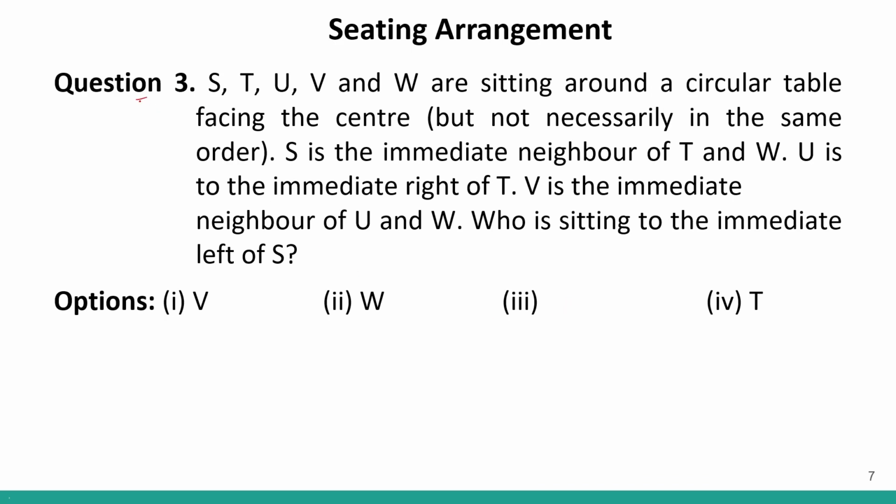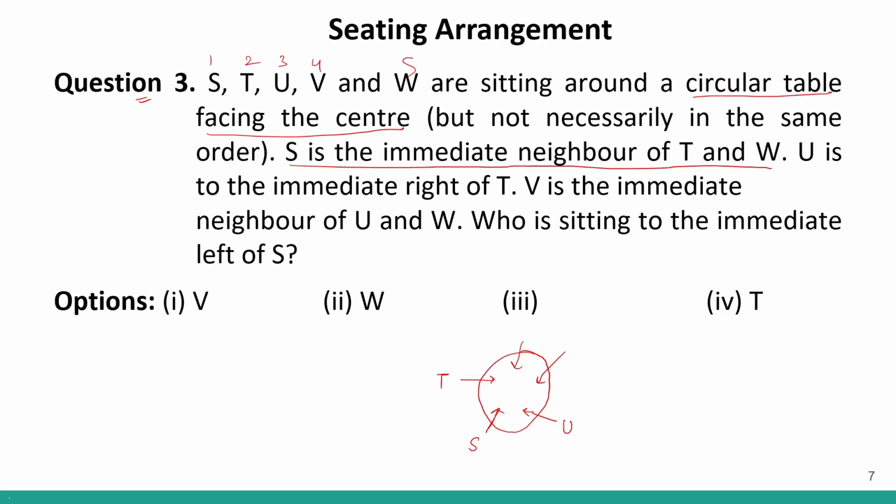Moving on to question number 3. Question number 3, how many people? 1, 2, 3, 4, 5. 5 people are sitting around a circular table facing the center. So again, 5 positions facing the center. 1, 2, 3, 4 and 5. S is the immediate neighbor of T and W. So that means S will sit between T and W. So if I have my S here, I can have my T here and my W over here. This is one possibility.